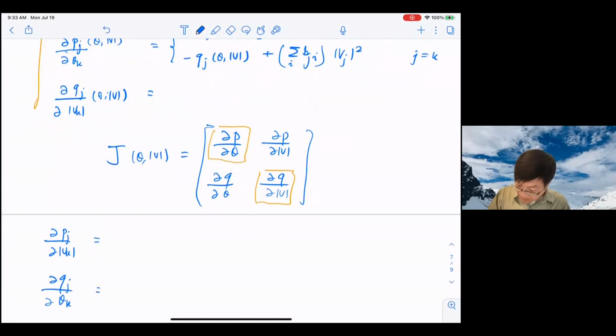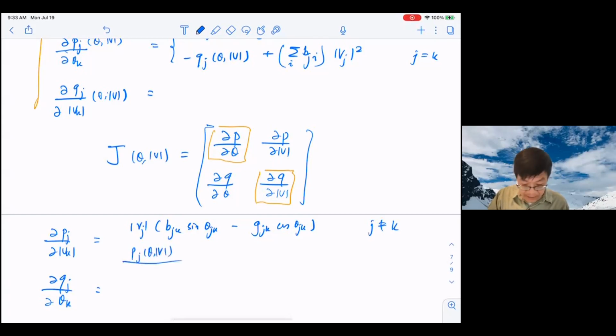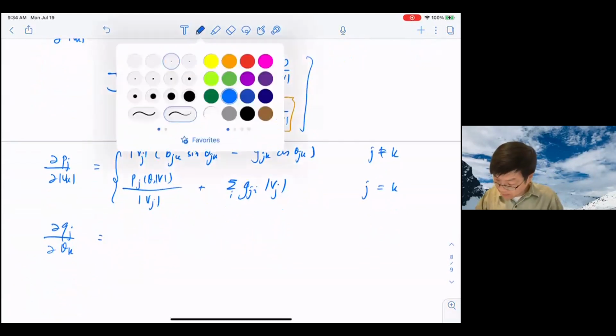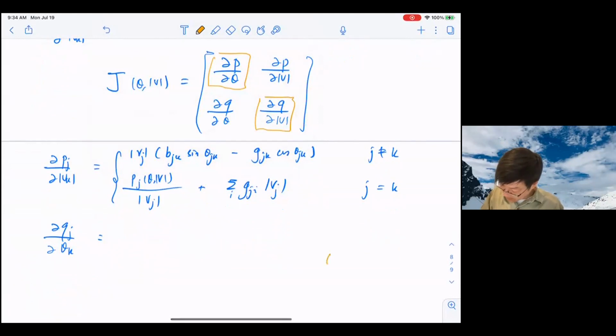Let me write out one expression just to illustrate the point that we will see theta_jk, G_jk cosine theta_jk, if j is not equal to k, and P_j(theta, V), which is the function, divided by V_j plus G_jj V_j, if j equals k. Now the key is this, and similarly for the Q. But let's look at the case when the theta_jk is small, so that we can set sine of theta_jk equals 0.